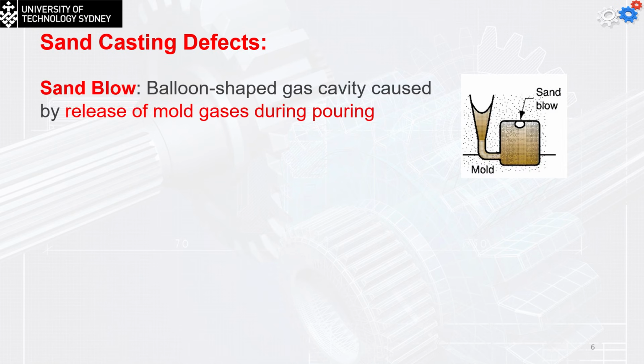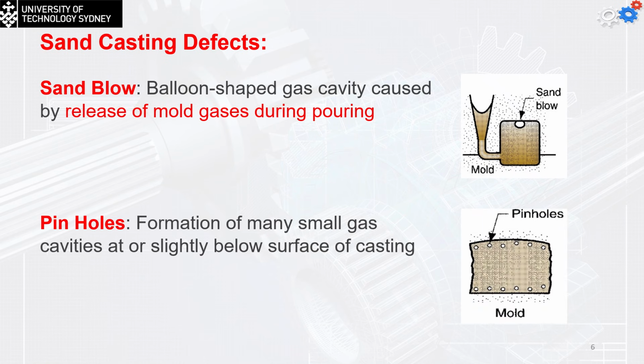Now, the problems that are mainly defects for sand casting. First one is the sand blows. We're going to have a balloon-shaped gas cavity caused by the release of mold gases during pouring. The other one is the pinholes, which is the formation of many small gas cavities at or slightly below the surface of the casting.